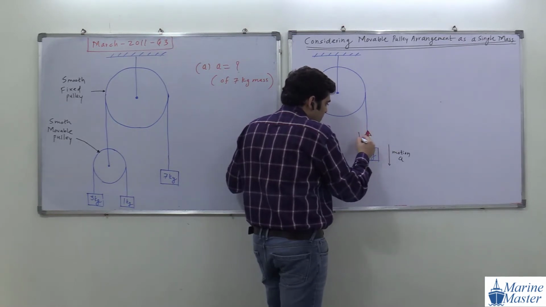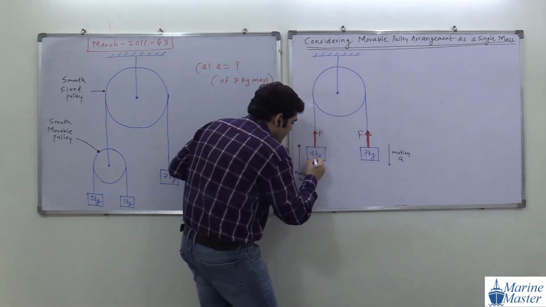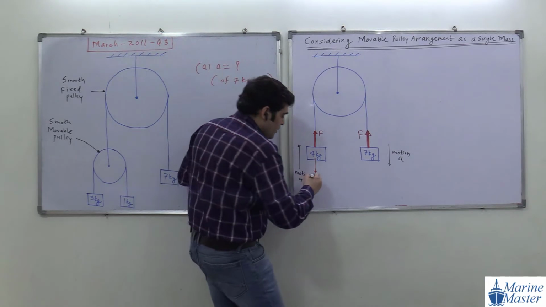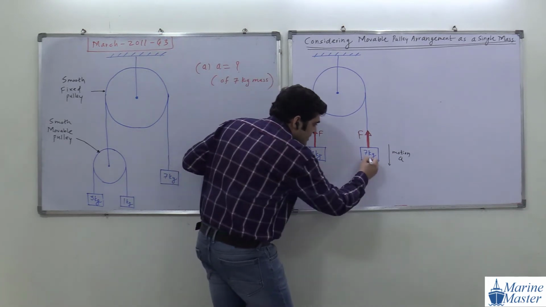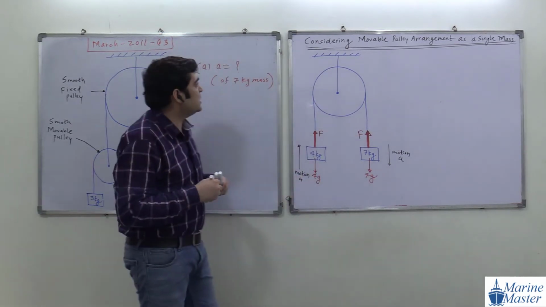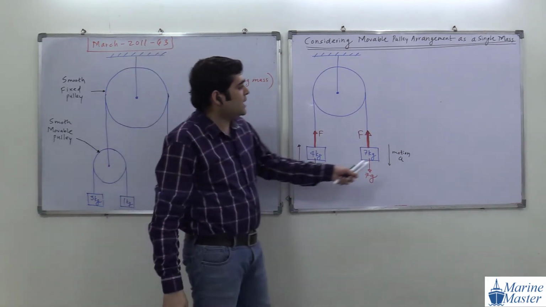Tension is what? We can say F. This side weight is how much? 4g. And here this side weight is how much? 7g. And what we have to find out in A part, what is our target? We have to find out the value of A.